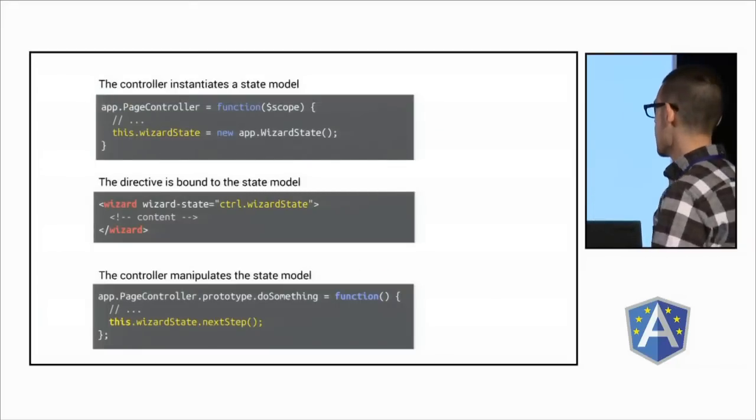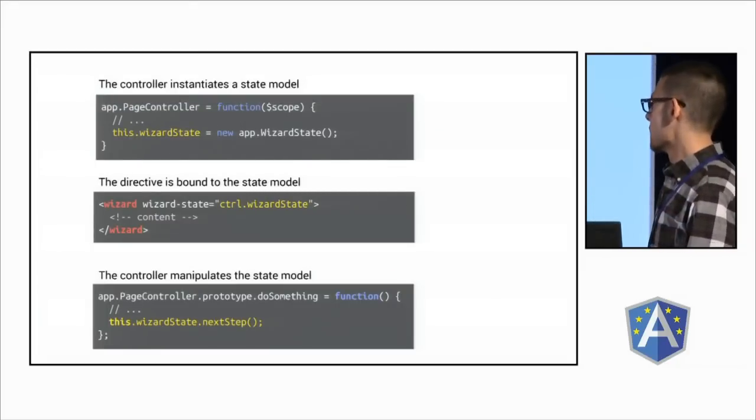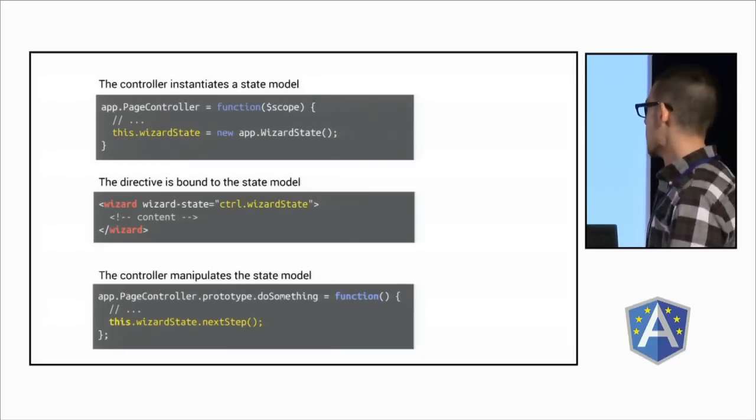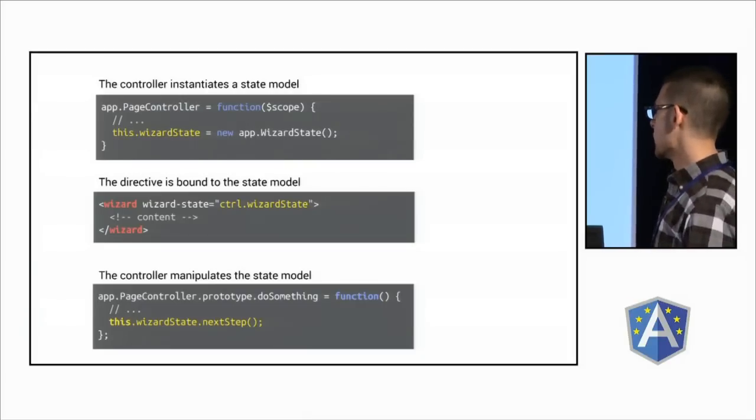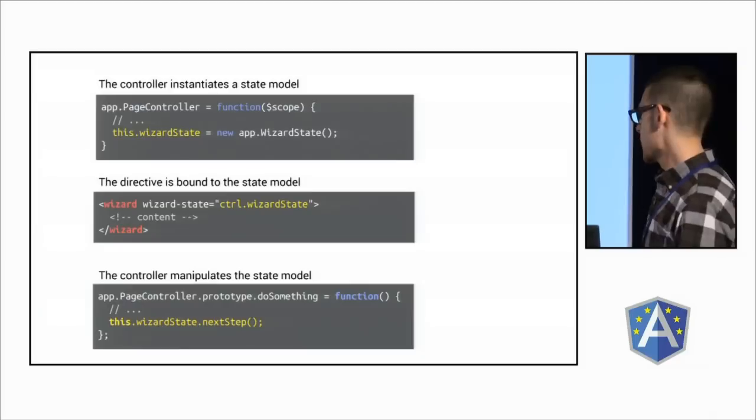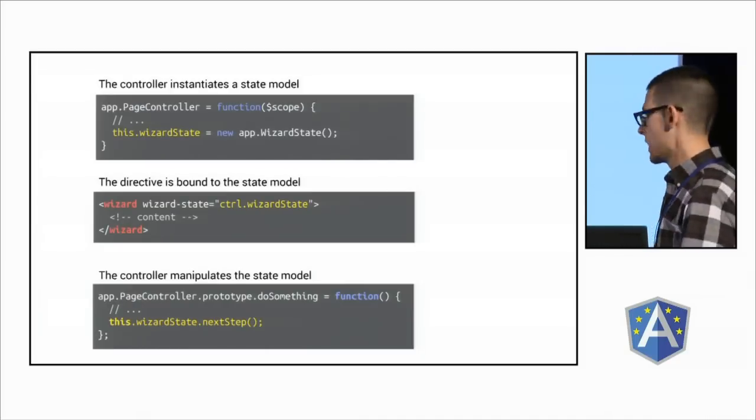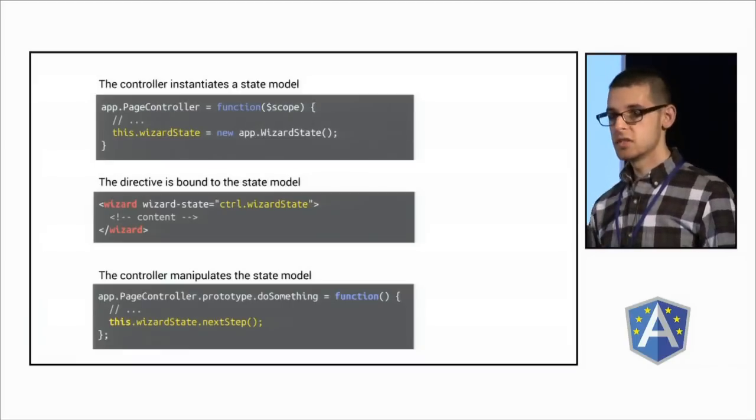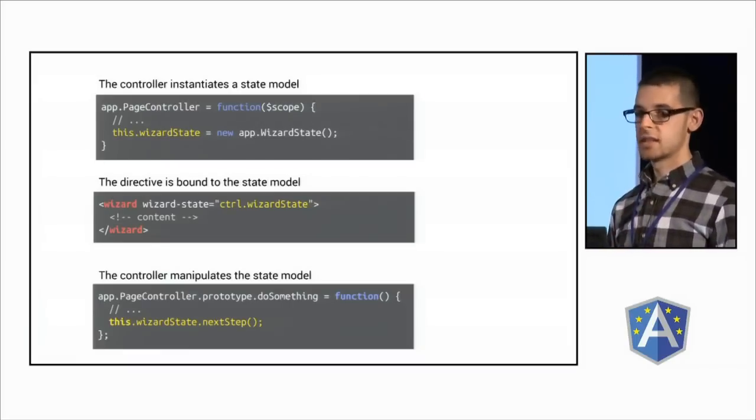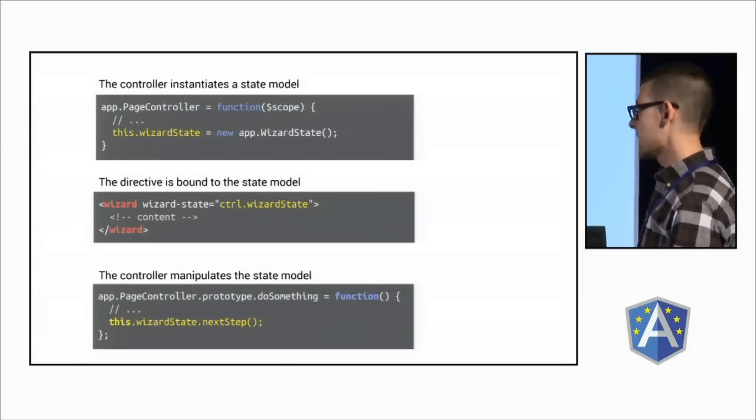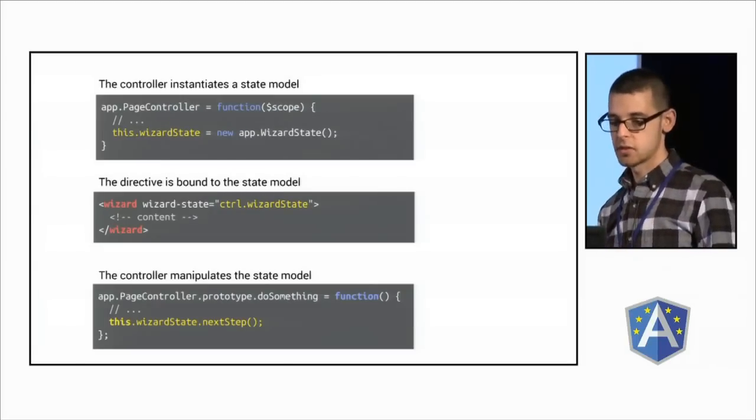Here we have a page controller that is going to be communicating with a simple directive that is a wizard, a multi-step wizard. As you see, it just creates a wizard state object. It then binds that wizard state object to the directive. And in order to manipulate the state of the directive henceforth, anytime you need to move forward a step or move backward a step based on some input, you can simply call on your wizard state next step or previous step or whatever else.